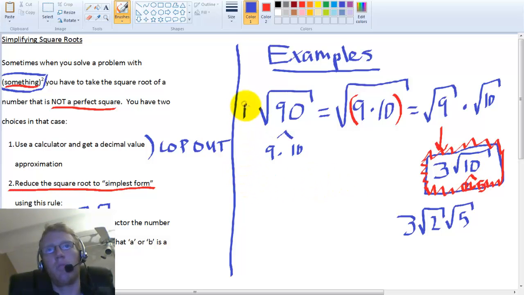Okay, so that was example 1. Let's do another one, example 2.